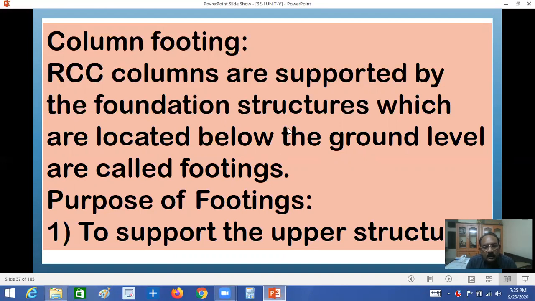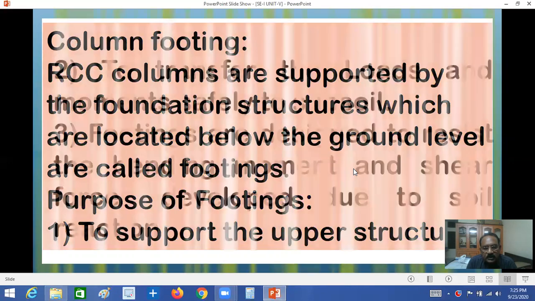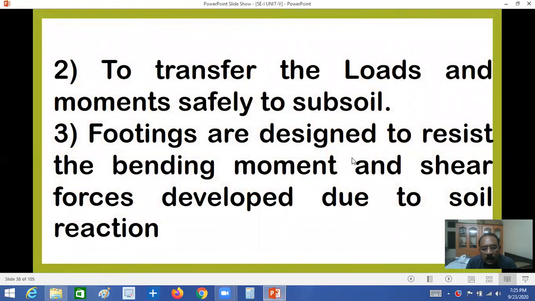See, RCC columns are generally supported by a foundation, that is the footing structure, which is located below the ground level, and they are called footings. What is the purpose of a footing? To support the upper structure, that is the structure above, and to transfer the loads and moments safely to the subsoil. The main purpose is to transfer the load from the top.